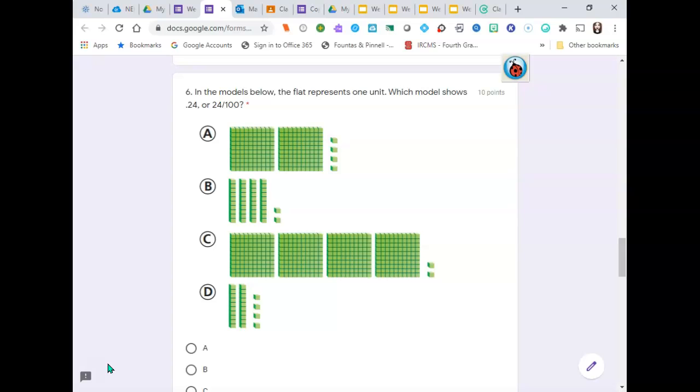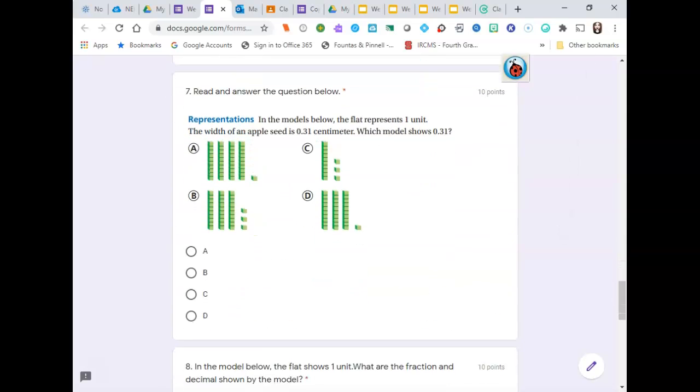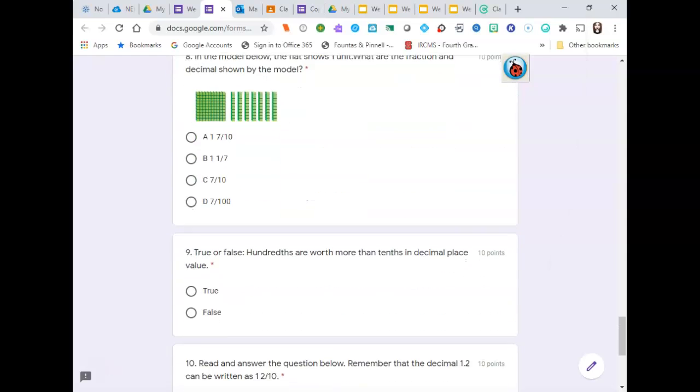Number 6, in the models below, the flat represents 1 unit. Which model shows 24 hundredths? Number 7, read and answer the question below. In the models below, the flat represents 1 unit. The width of an apple seed is 31 hundredths centimeter. Which model shows 31 hundredths?